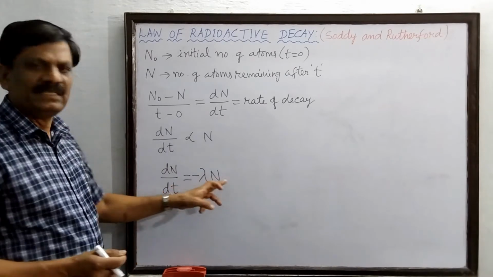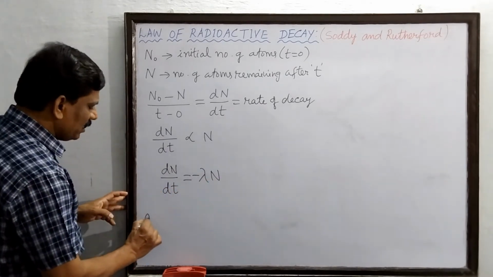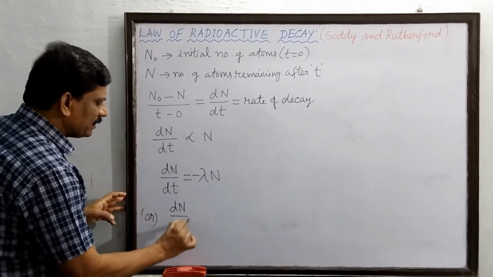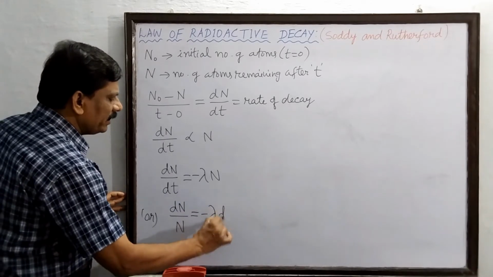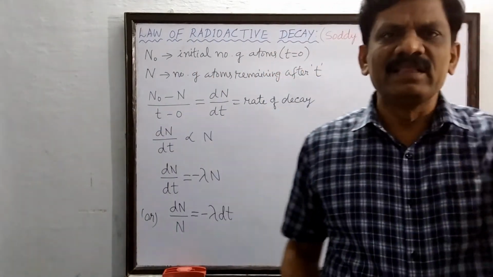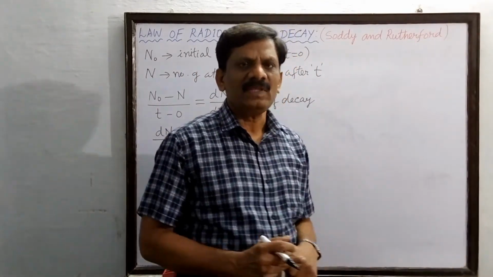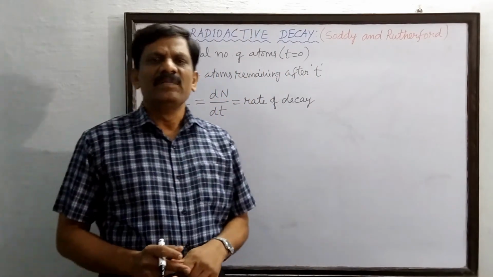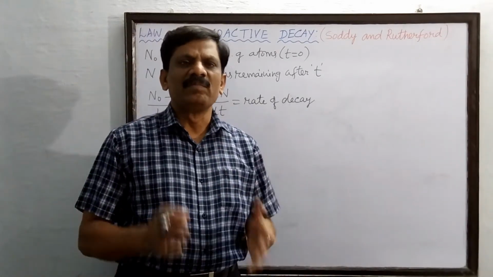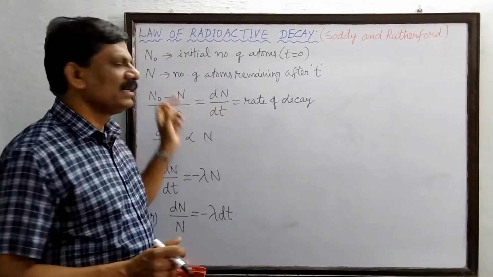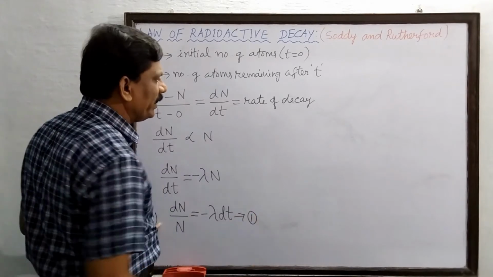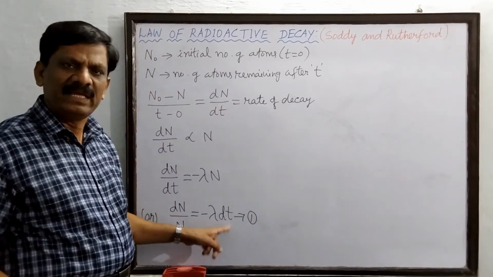I am rearranging this equation once again like this: dN divided by N is equal to minus lambda into dt. At the beginning the time was taken as 0, and the number of atoms of the parent or original kind was N0. After a time t, the number of parent atoms remaining is N. So I am going to integrate this equation, call it the first equation, between the limits.